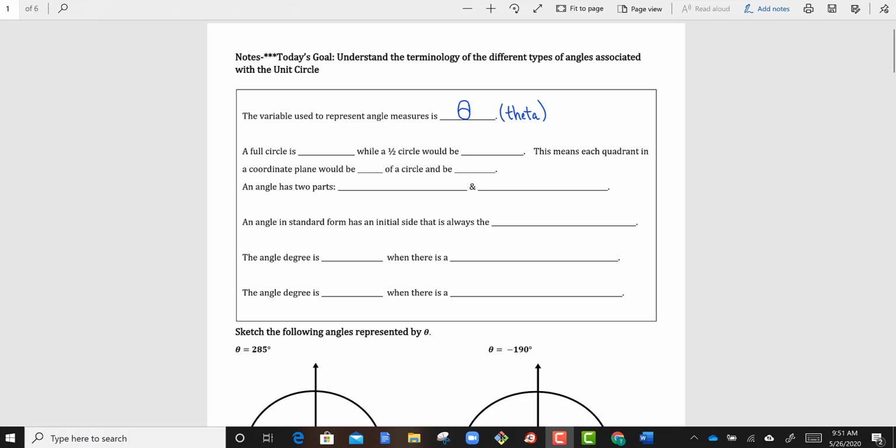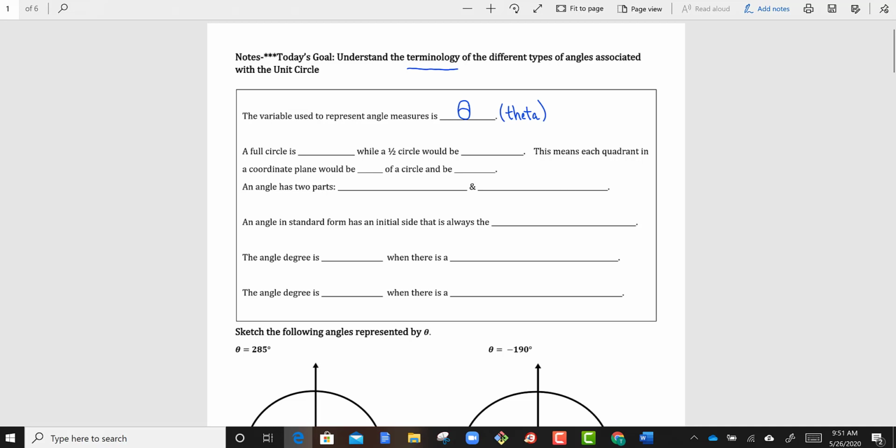All right, in this video, we're going to talk about the terminology of the different types of angles associated with unit circle. This unit can get pretty complicated pretty quickly, but as long as you understand each step in the process, it's not too bad.